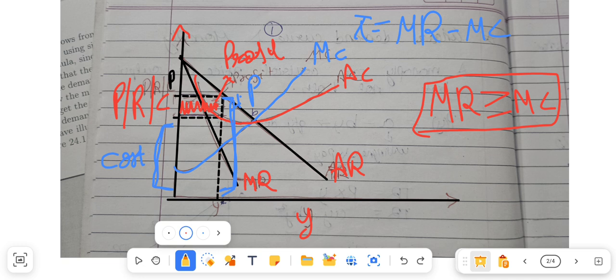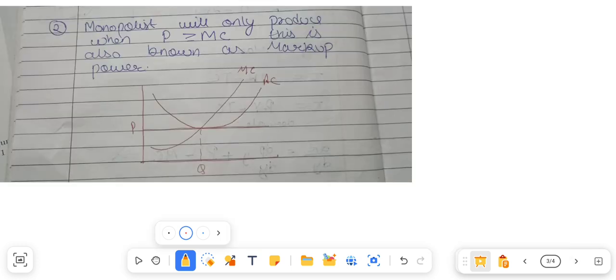So I hope you have understood this. Now the second condition. We know that the monopolist will only produce when P is more than MC or MR is more than or equal to MC. This is also known as the Markup power.